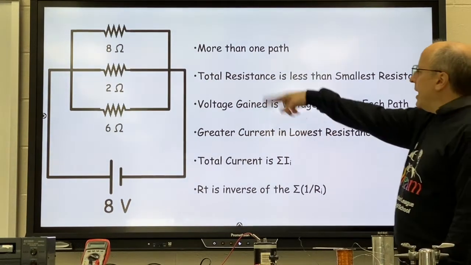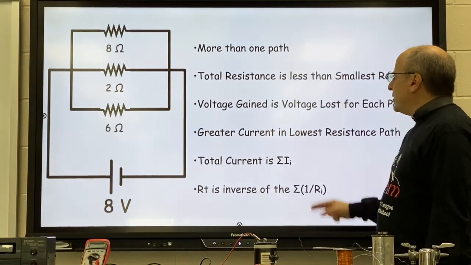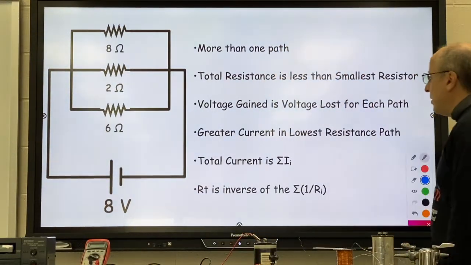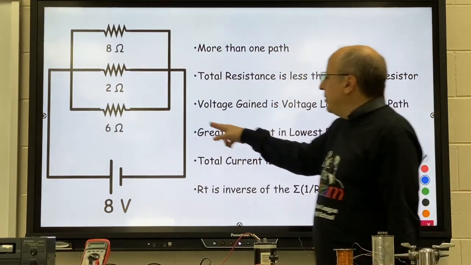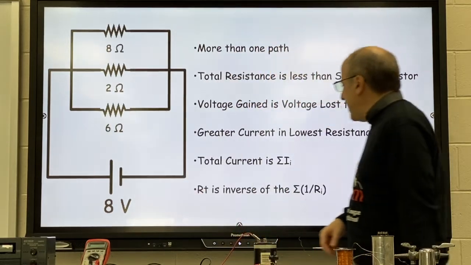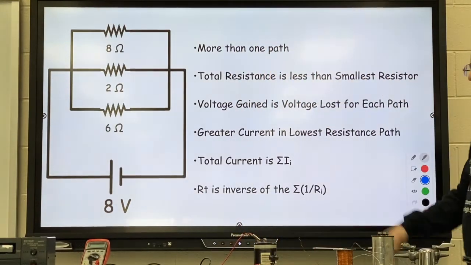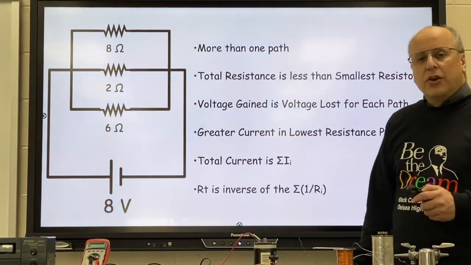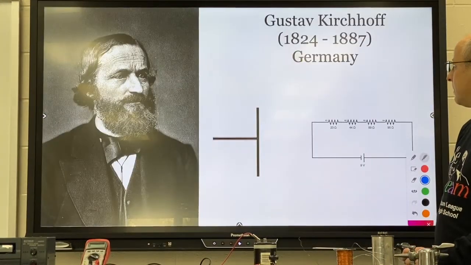We saw they all got the same voltage. We saw that the most current would go through the easiest path. We saw that you add up all your currents to find out how much came out of the battery. And again, we already talked about it. You add up all the inverses to get your total resistance.